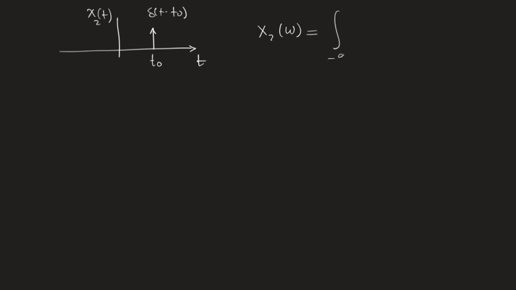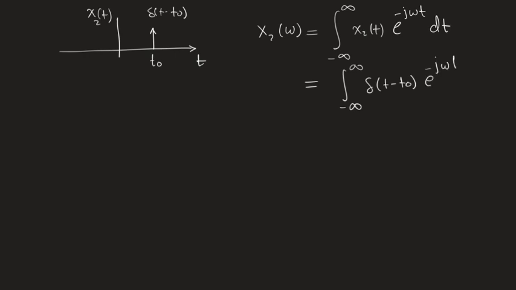That's the integration from minus infinity to infinity of x2 of t, e to the minus j omega t dt. And then to substitute now, so integration from minus infinity to infinity, x2 is delta of t minus t naught, multiplied by e to the minus j omega t dt. How do you evaluate this integral?